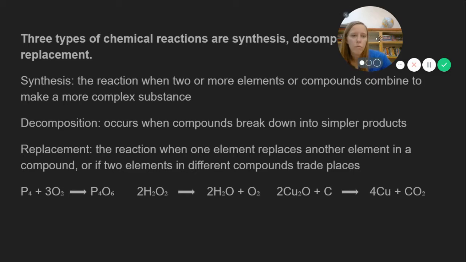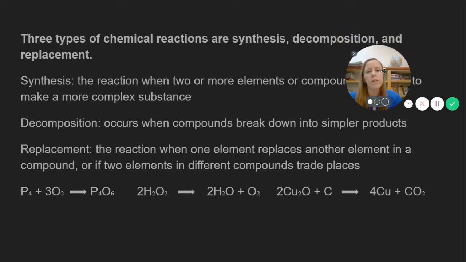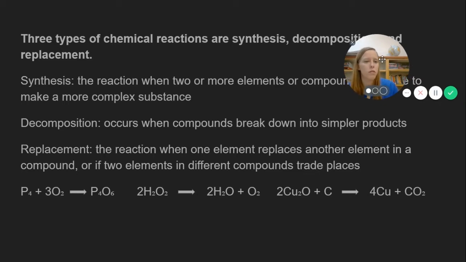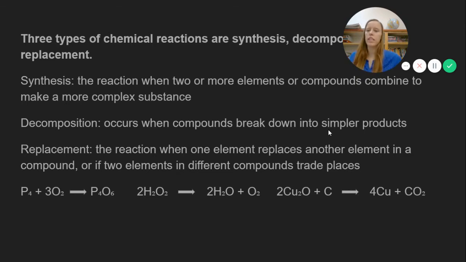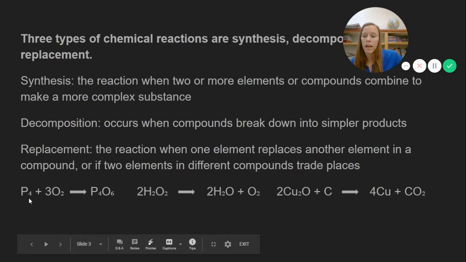So I can't move my bubble, sorry. 3 types of chemical reactions are synthesis, decomposition, and replacement. So what do each of those mean? Synthesis is the reaction when 2 or more elements or compounds combine to make a more complex substance. So if we look down here, this P by itself would be an element, but if we look here, that's going to be a compound.